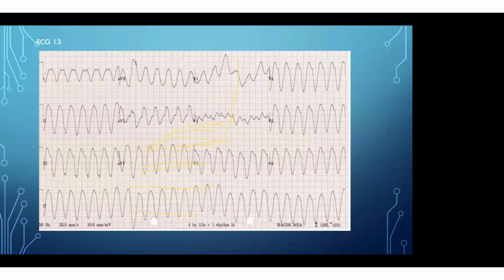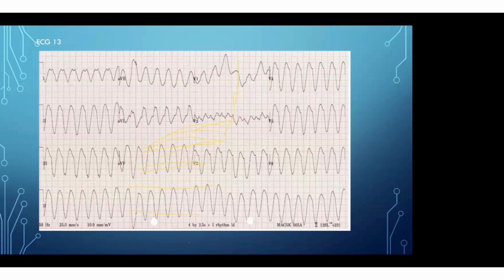This is just to read: is this a broad complex, regular or irregular? Regularity is important in broad complex. In narrow complex also, irregularity is very important. Is it a broad complex? Is it regular? Is there any AV conduction, any AV dissociation? Is it a regular tachycardia? Regular. So, regular broad complex tachycardia.